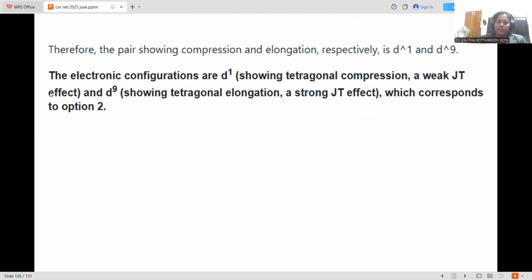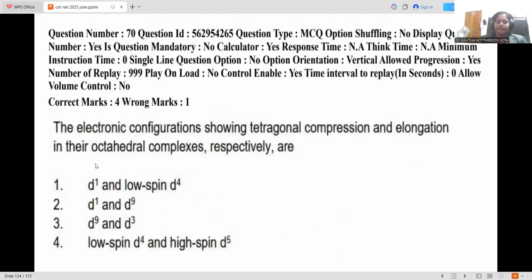In accordance with the data known to you, the electronic configuration d1 shows tetragonal compression, whereas d9 shows tetragonal elongation in accordance with the Jahn-Teller distortion, which gives option number 2 as the correct answer. Here, the electronic configuration showing tetragonal compression is the d1 system, and elongation is the d9 system in the octahedral complex respectively, which is provided in option number 2. For this question number 70, option number 2 will be the correct answer. It is a Jahn-Teller distortion based question, a part of inorganic chemistry, specifically coordination compounds.